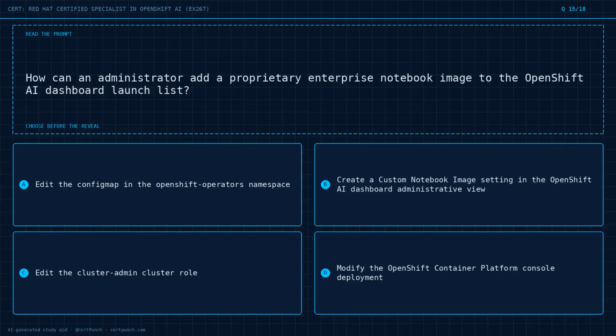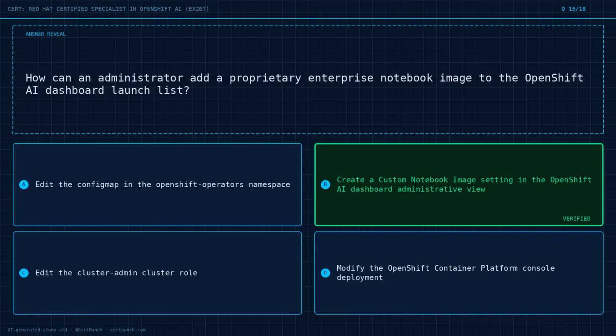Question 15 of 18. How can an administrator add a proprietary enterprise notebook image to the OpenShift AI dashboard launch list? Option A, edit the config map in the OpenShift operators namespace. Option B, create a custom notebook image setting in the OpenShift AI dashboard administrative view. Option C, edit the cluster admin cluster role. Option D, modify the OpenShift container platform console deployment. Decide on the strongest option before the reveal.